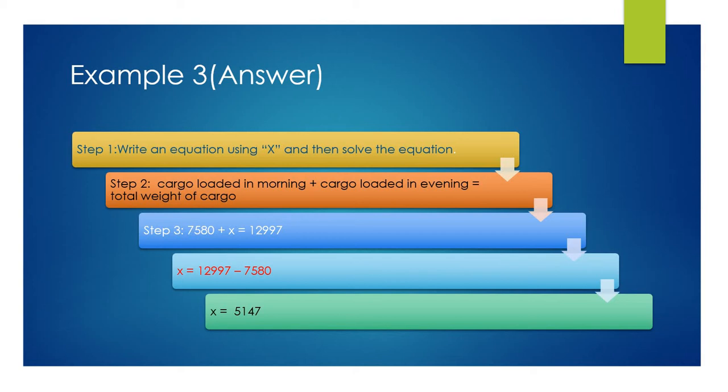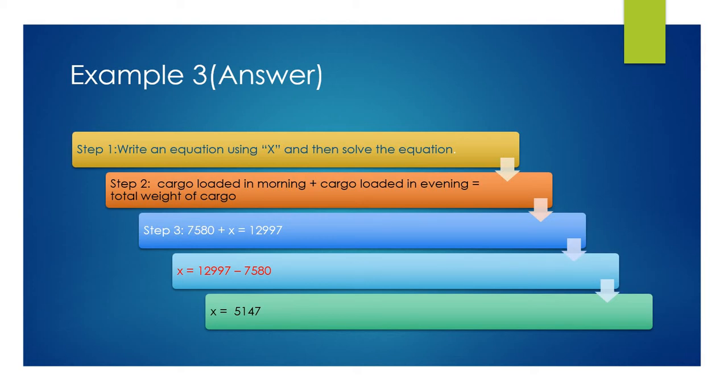So here, what keyword can you see in this problem? We can see the total, right? The total is a sign of addition. So if we add x to 7,580, we should get 12,997, which is the total weight, right? So let's write the equation. 7,580 plus x equals 12,997. So now we have written an equation, which is what the question asks us to do.